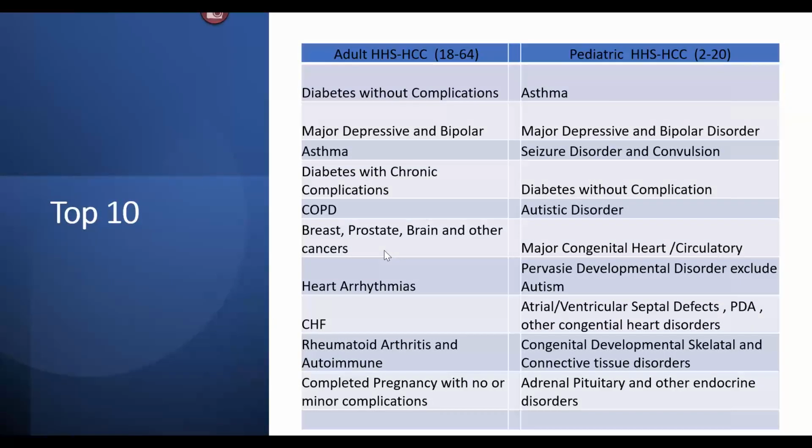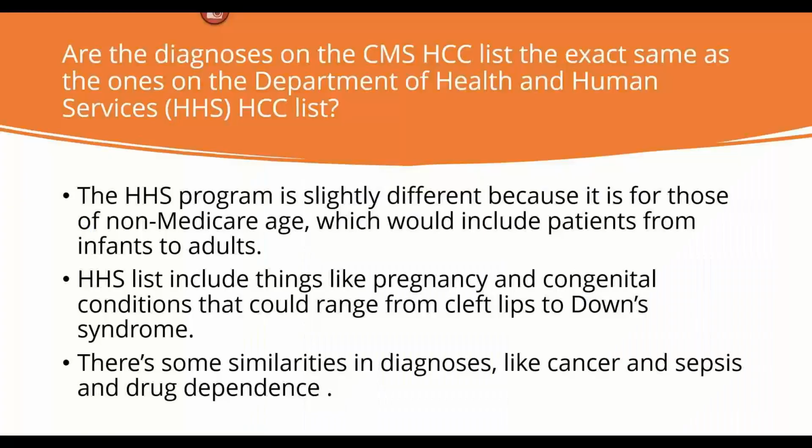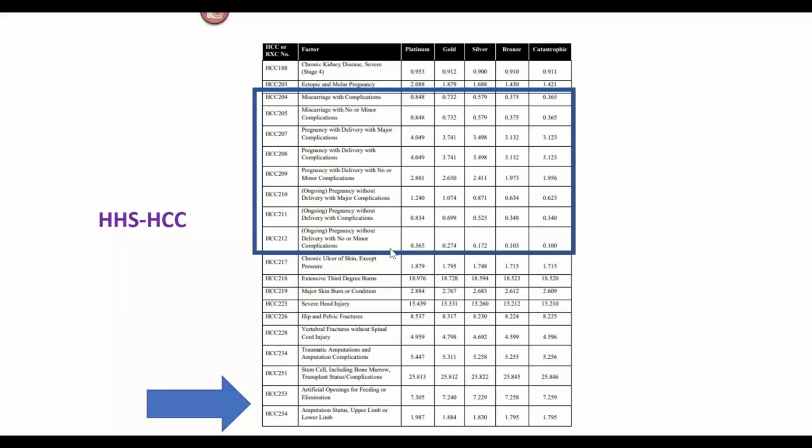And then if you compare the two between the pediatric HHS and the adult HHS, you're going to see, of course, less of the chronic type disease. You're going to see asthma, depression, seizure. You are seeing diabetes, autistic. So there's a big difference in the age group models here. So again, the diagnoses for the most part are the same, but there's different ones in the HHS model. They include things from cleft lips to Down syndrome, pregnancy, things that we don't see in the Medicare population.